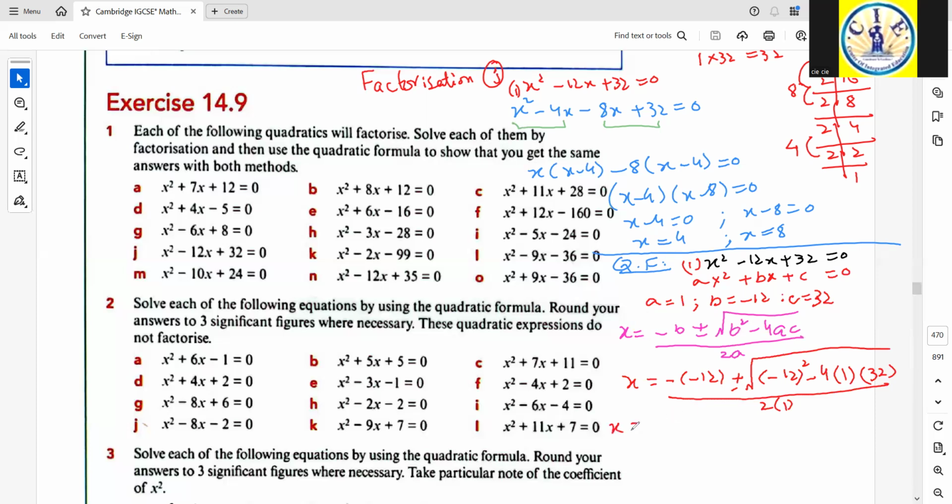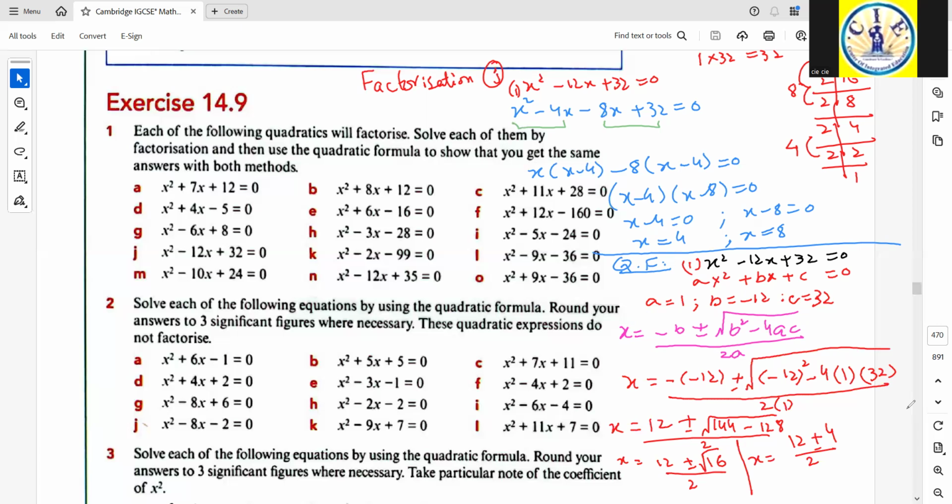So x equals 12 plus minus square root of 144 minus 128, whole divided by 2. Value of x would be simplified to square root of 16 divided by 2, which obviously would be 12 plus minus 4 divided by 2.